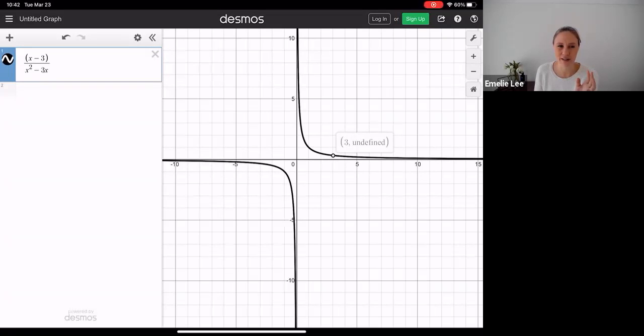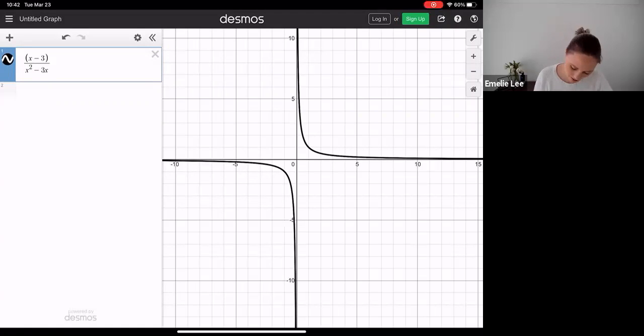Do I dare try to screenshot this? I'm going to turn off my iPad. No, it's too hard. I have to like do a little pinch. Okay, good.